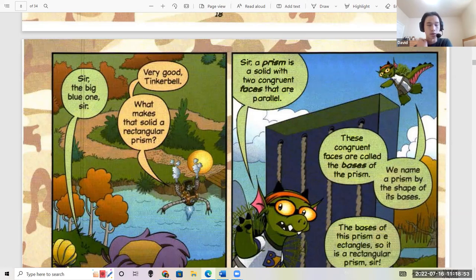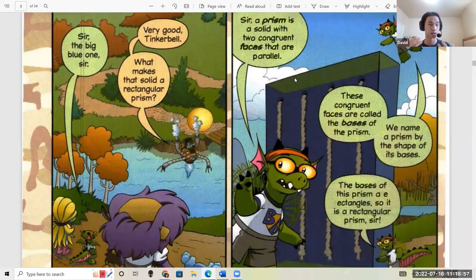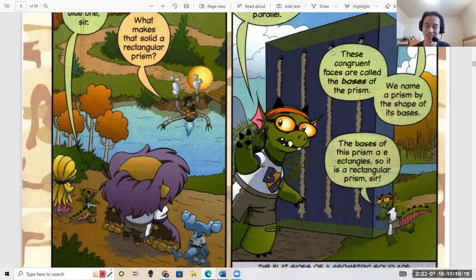Okay, right, so quick review. Prism is what we're defining. So a solid with two congruent faces that are parallel. Congruent just means same shape, same size. And then the faces are parallel to each other and they're just like one side of the prism. So a rectangular prism is called a rectangular prism because these two bases, the same shape faces, are that shape. So these are rectangles as the bases. Therefore, it's a rectangular prism.